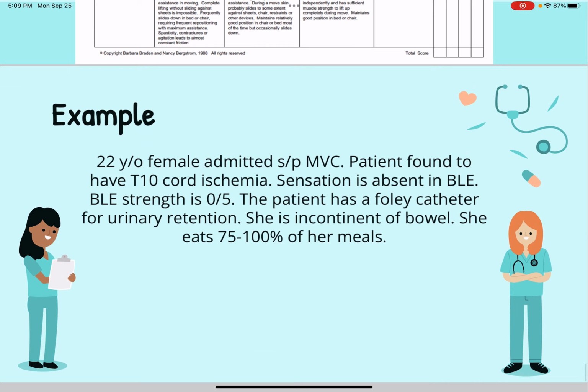And here's an example. So a 22-year-old female admitted status post-MVC, patient found to have T10 cord ischemia. Sensation is absent in the bilateral lower extremities. Bilateral lower extremity strength is 0 out of 5. The patient has a Foley catheter for urinary retention. She is incontinent of bowel. She eats 75 to 100% of her meals.